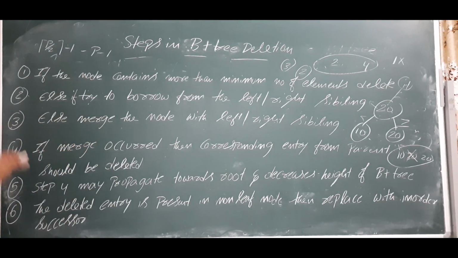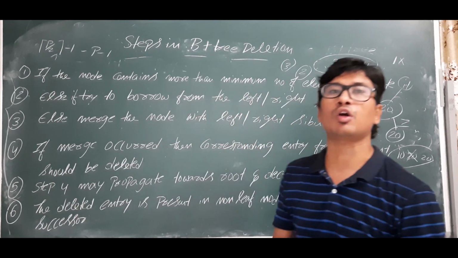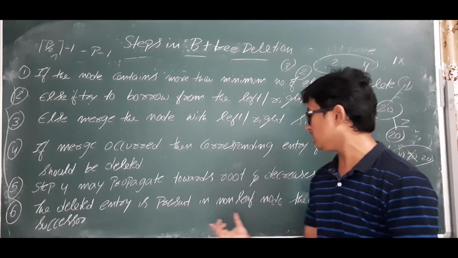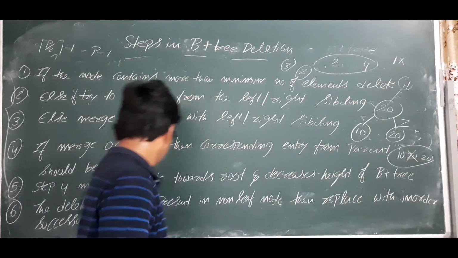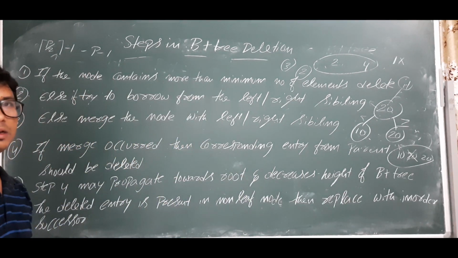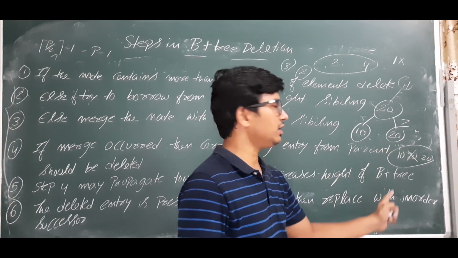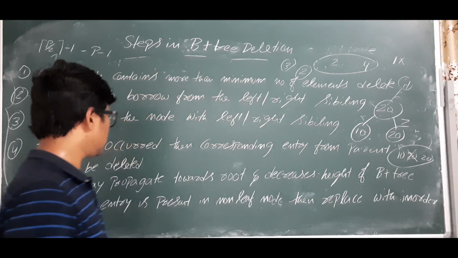Now step number 2, step number 3, step number 4, and step number 5 talk about the leaf nodes. Step number 6 talks about the non-leaf nodes. If the key you want to delete is in a non-leaf node, internal node or root node, then replace it with the in-order successor. I hope everyone knows what an in-order successor is. The in-order successor is the minimum element from the right subtree, which should replace the element you are deleting. Is it clear?